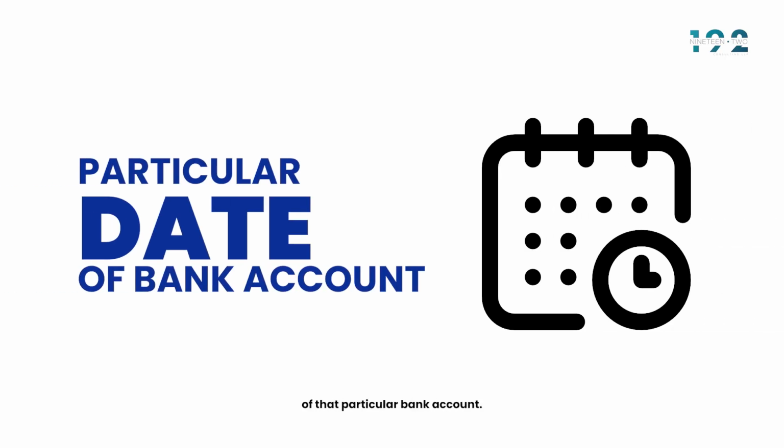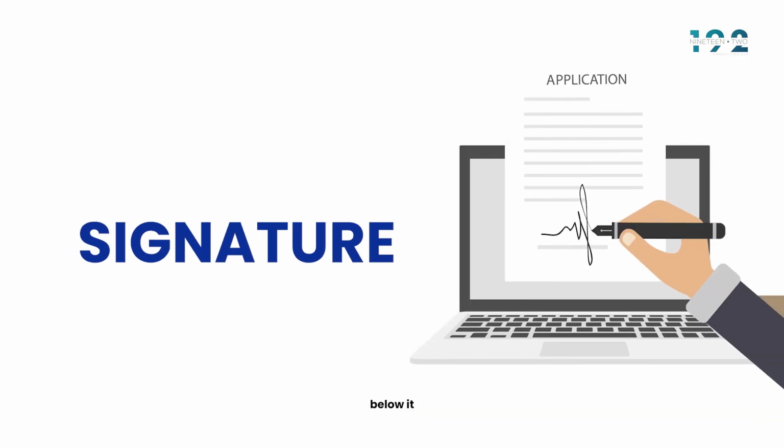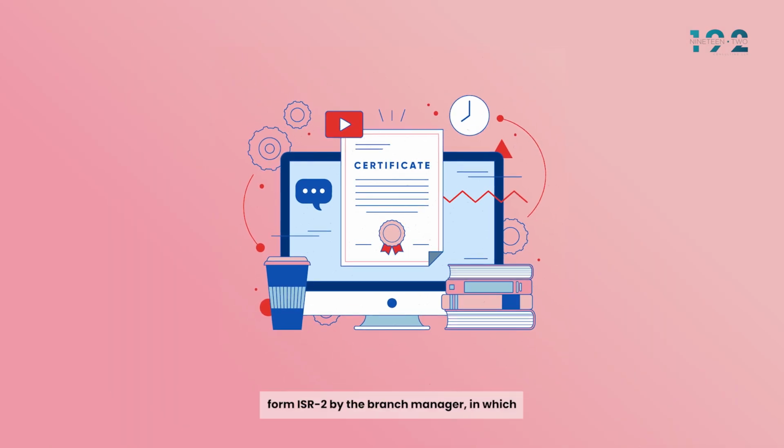Secondly, a very important date that comes on ISR-2 is the date of opening of that particular bank account. Now, this date usually is provided by the manager of the branch. Thirdly, the investor has to affix his photograph on ISR-2 and sign below it or across it as mandated by the ISR-2. Then the last part of ISR-2, which is very important, is the certification of Form ISR-2 by the branch manager in which the savings account of that investor exists.